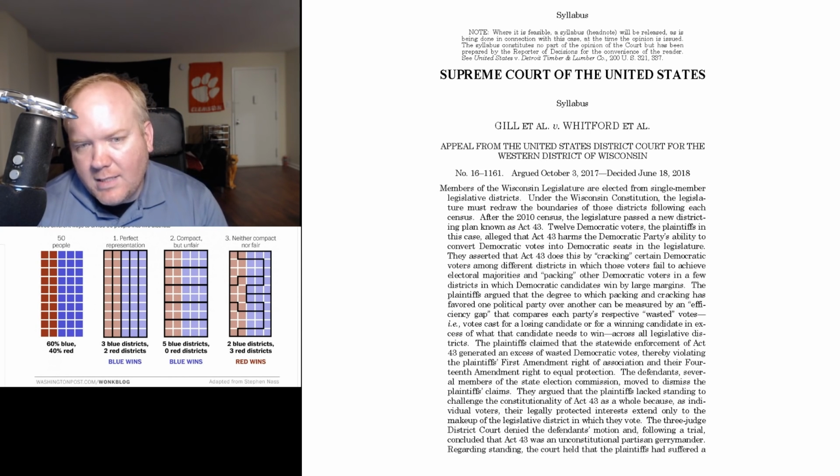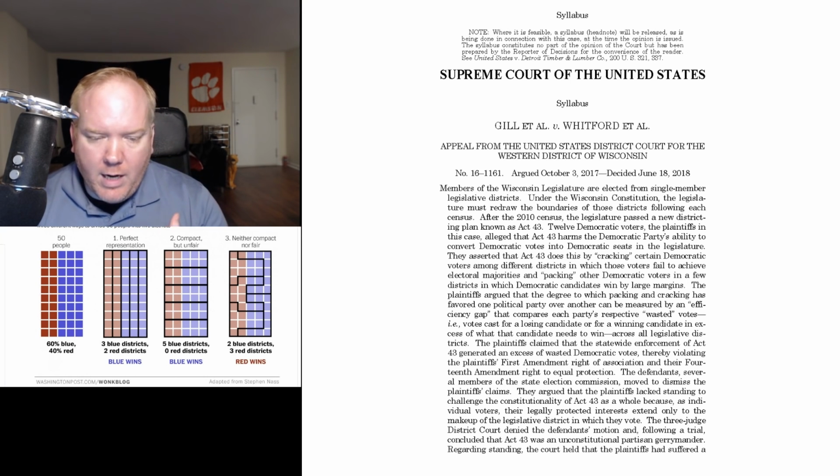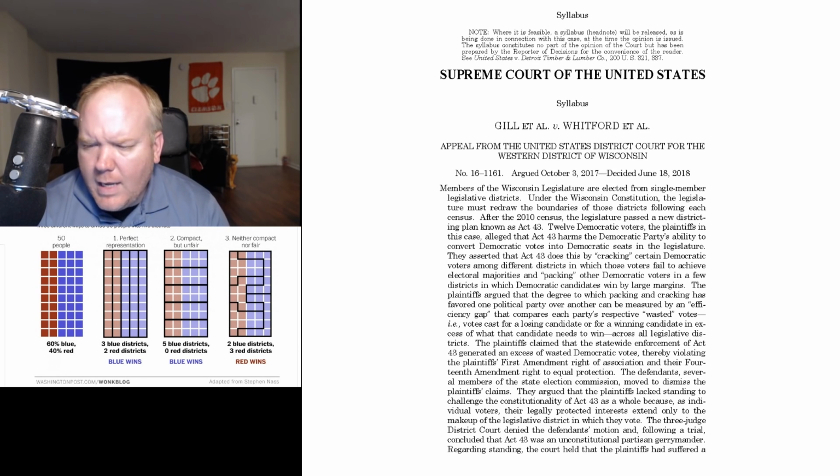Standing is a really important concept. It basically means that you have to show a personal, individualized injury. The courts don't like sort of a global injury. So if your objection is that you are harmed in a sort of global way, the courts won't recognize that. You have to point to some sort of individual injury that is affecting you personally. And the Supreme Court said that the plaintiffs here didn't do that. They didn't show the particularized injury.